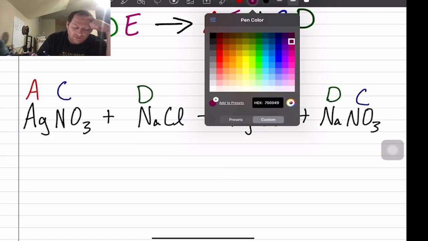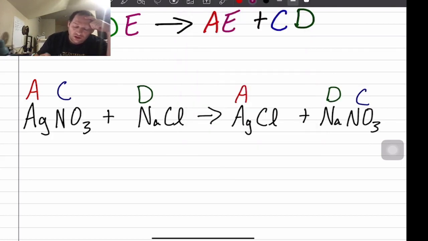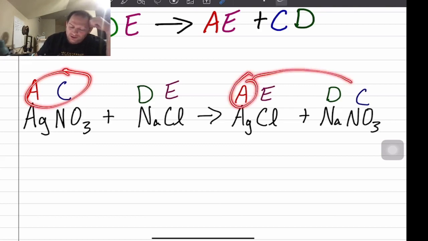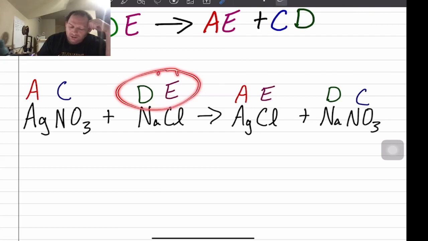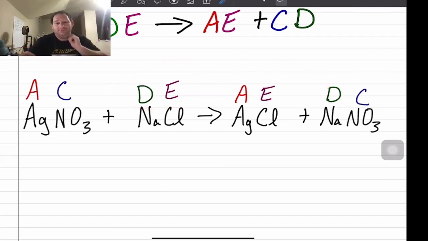Now you could use A, B, C, D if you wanted to. I just did this up previous in the notes so it doesn't get mixed up. The chlorine is my E and my E. So notice we had AC first, and at the end, A and C split up and they're separate. And DE, they were together, now they're separate. They switch spots. That's all it really is.